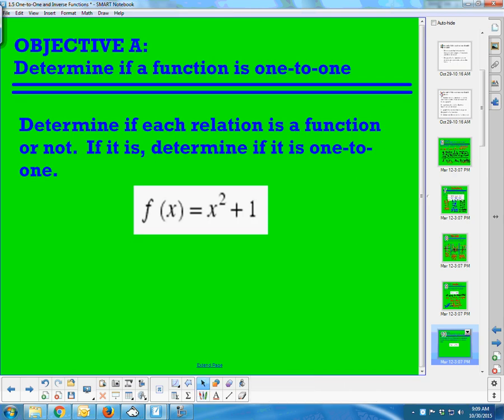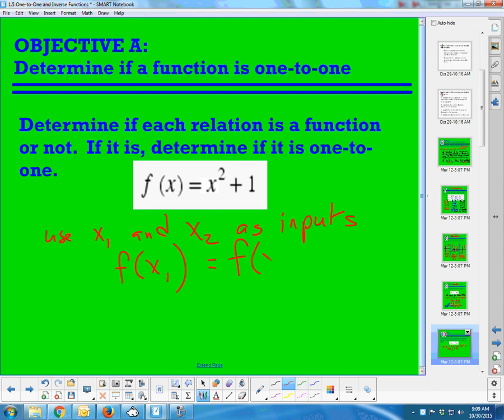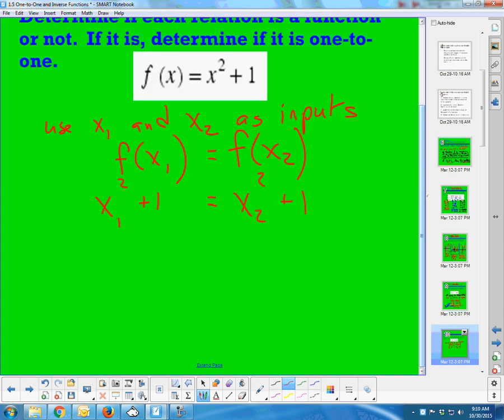So we're still working with the equations. I'm going to use this quadratic function, x squared plus 1. So what I'll do is the same thing. I'm going to use x sub 1 and x sub 2 as inputs, set those equal to each other. F of x sub 1 equals f of x sub 2. Applying the rule, f of x sub 1 becomes x sub 1 squared plus 1 equals x sub 2 squared plus 1. If I subtract 1 from both sides, I get x sub 1 squared equals x sub 2 squared.